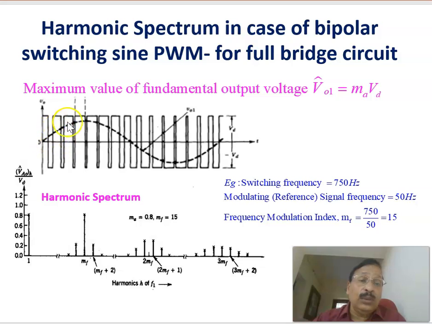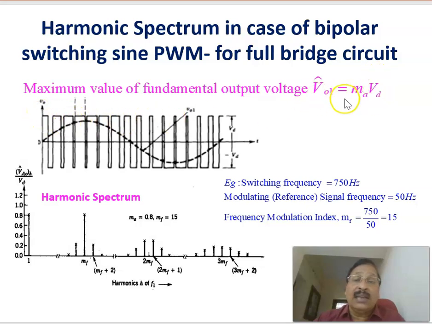Therefore, in this case, if you do the Fourier analysis of the output voltage, it contains the fundamental plus harmonics. And the fundamental is this one, which is in phase with the modulating or reference signal. Its magnitude, as we have already seen, is equal to MA into VD, the amplitude modulation index times the DC voltage.